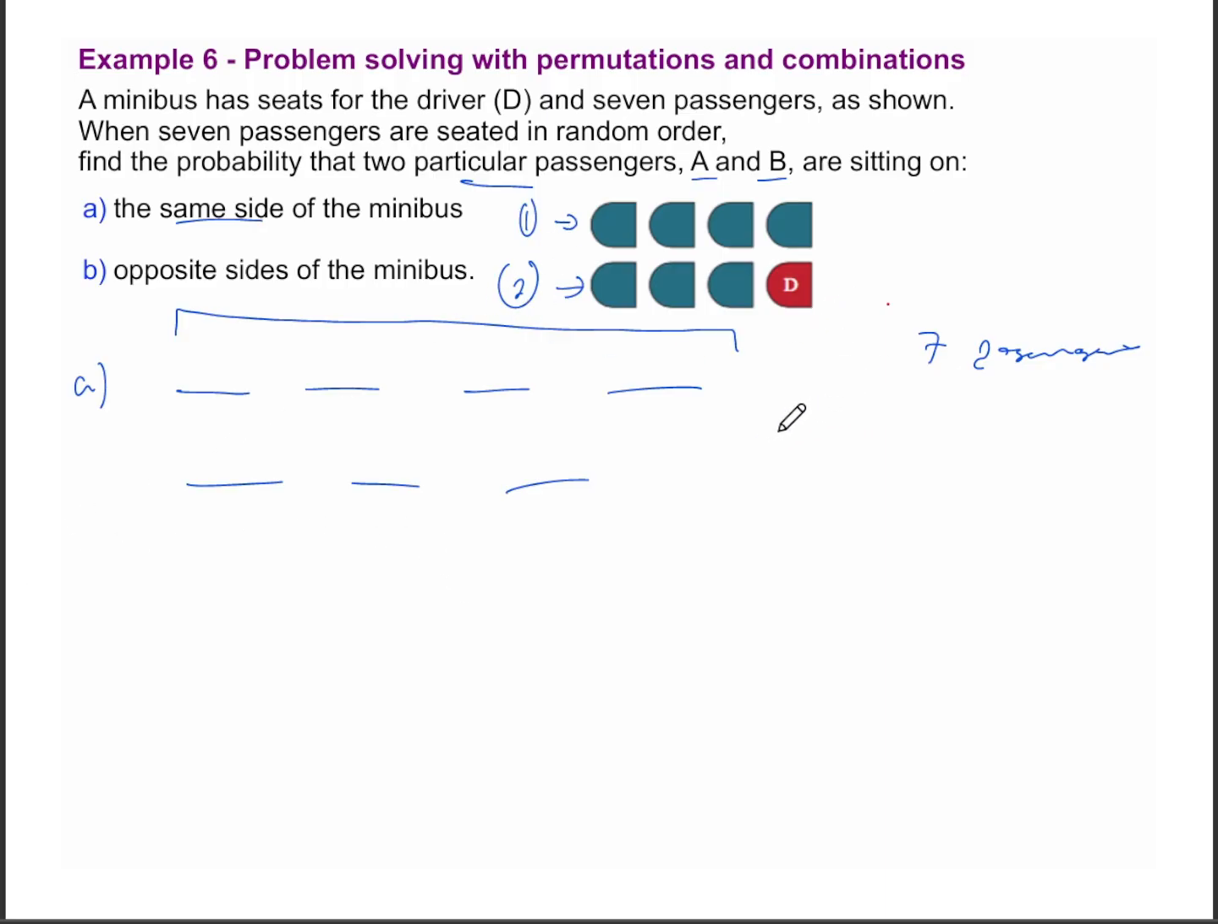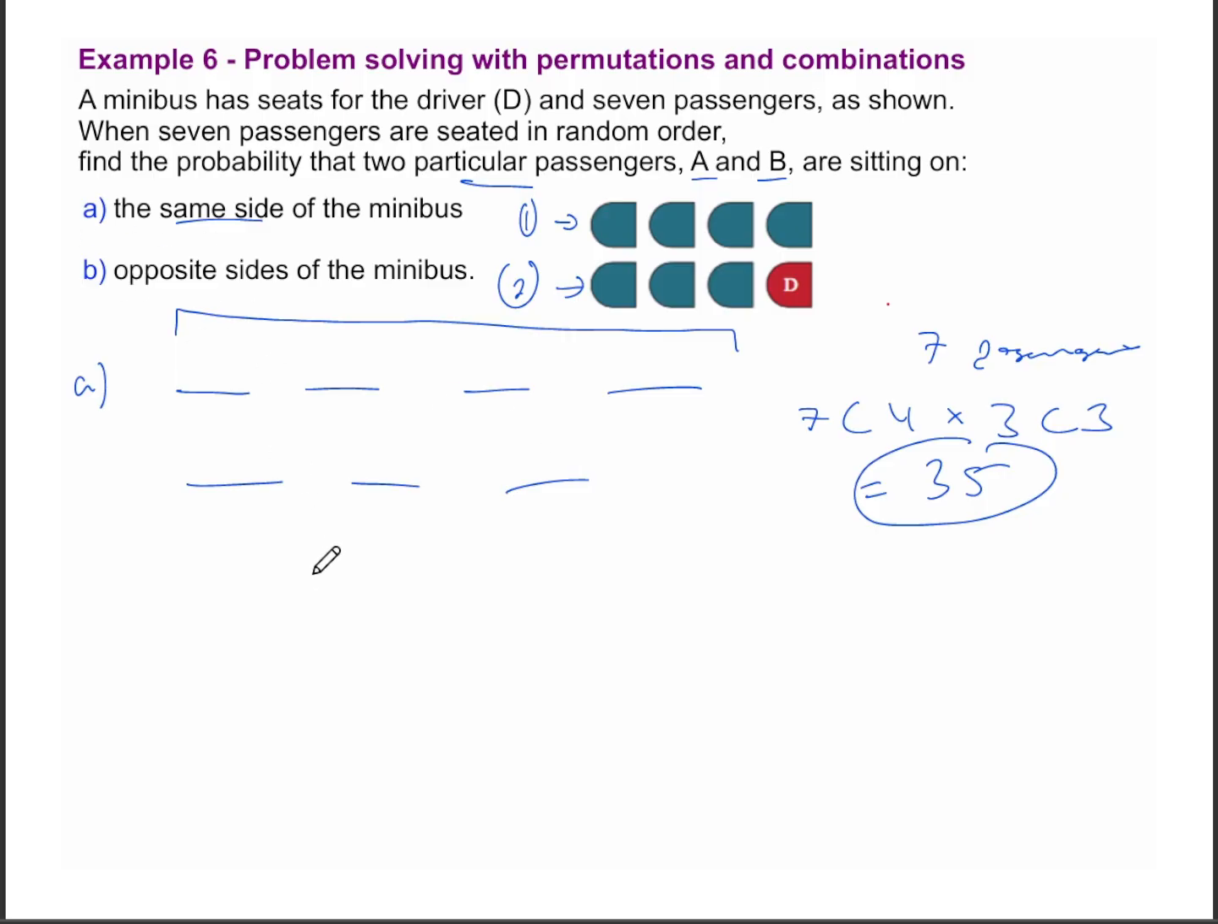So the total possible choices are as follows: 7C4 times the remaining people after those first 4 are chosen, which is 3C3. And this gives us a total of 35. So there are a total of 35 ways that we can choose the passengers in side 1 of the bus as well as side 2 of the bus.